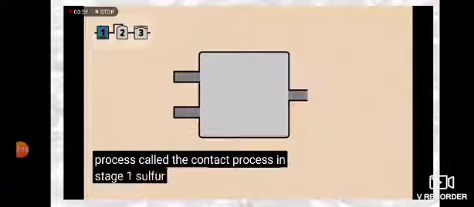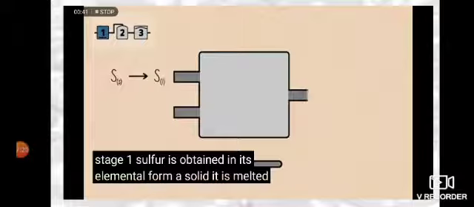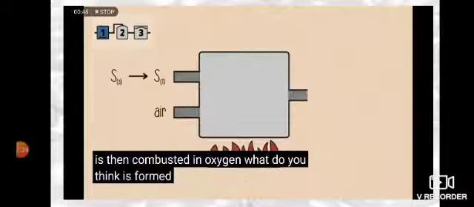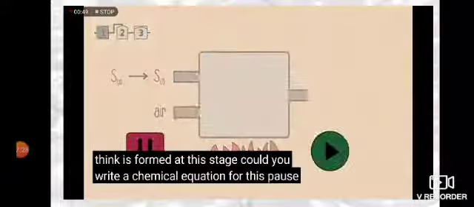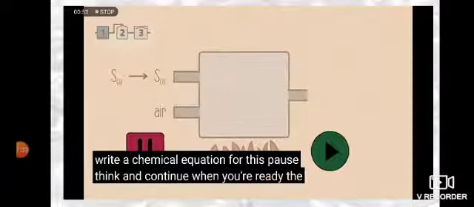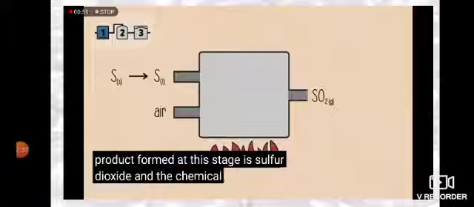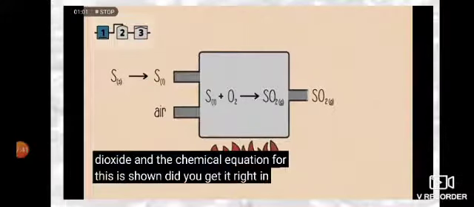In stage 1, sulphur is obtained in its elemental form, a solid. It is melted, and is then combusted in oxygen. What do you think is formed at this stage? Could you write a chemical equation for this? Pause, think, and continue when you're ready. The product formed at this stage is sulfur dioxide, and the chemical equation for this is shown. Did you get it right?